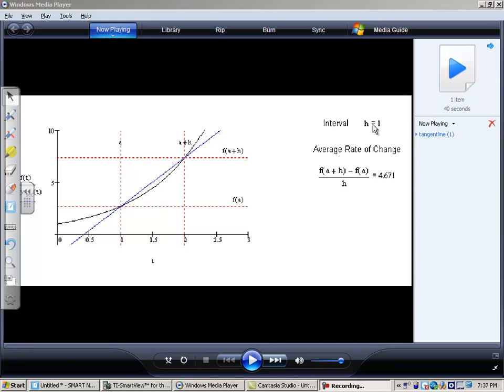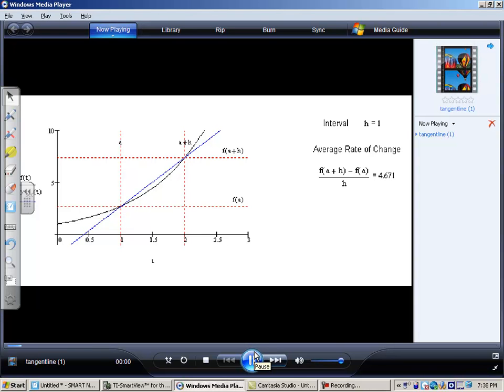So as I start this animation, you're going to see that h is going to drop in value. What that means is these two dots are going to come closer and closer together on the curve. And what we're going to do is we're going to make the average rate of change become the instantaneous rate of change, or the derivative, or the slope of the tangent line at a point. So I want you to watch this and pay attention to those.